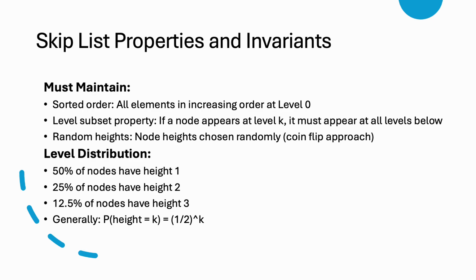The third property is node height, chosen randomly using a coin flip approach, which we'll demonstrate during insertion. And the level distribution follows a specific pattern. Approximately 50% of the nodes have a height of 1, 25% have a height of 2, and 12.5% have a height of 3. In general, the probability that a node has height k is 1/2 to the power of k. This probabilistic distribution is what creates a pyramid-like structure and ensures good performance.